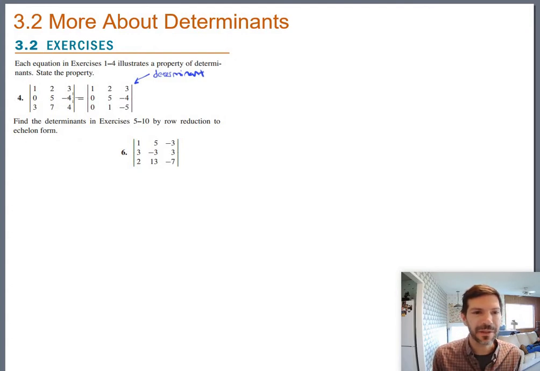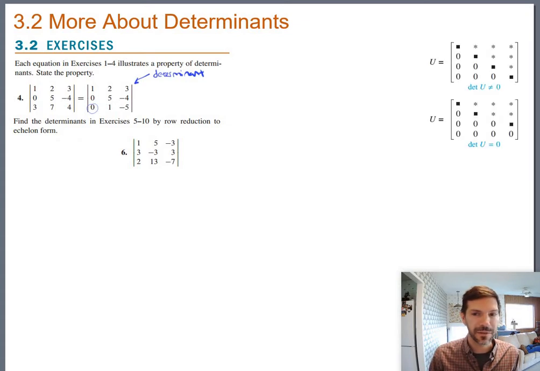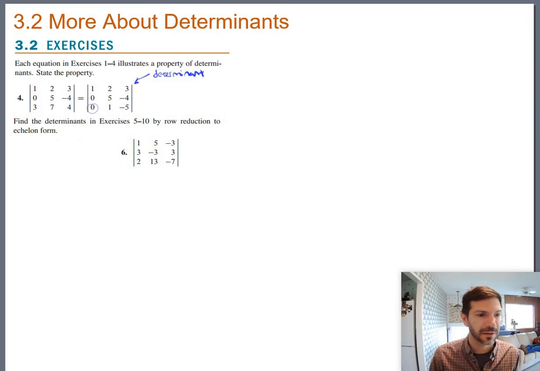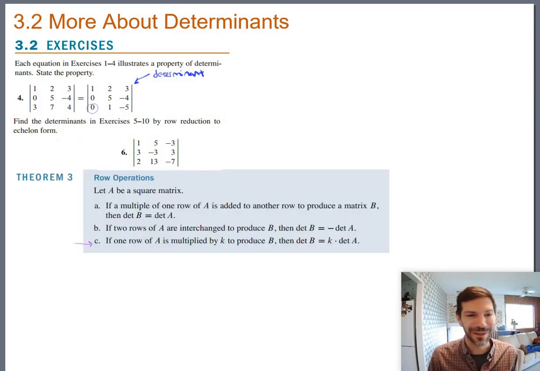On number 4, for instance, they say what property is being shown here, and what did they do? It looks like they took -3 times the first row and added it to the third row, so that's why you get a 0 right here instead of the 3. Let's make sure that's what they were really doing. So -3 times 2 would be -6 plus 7 is 1. Yeah, okay, so it looks like they added a multiple of one row to another row, and they're pointing out that the determinant of this is equal to the determinant of this. So the property being illustrated there is the first one out of these 3. So from theorem 3, we are illustrating property A.